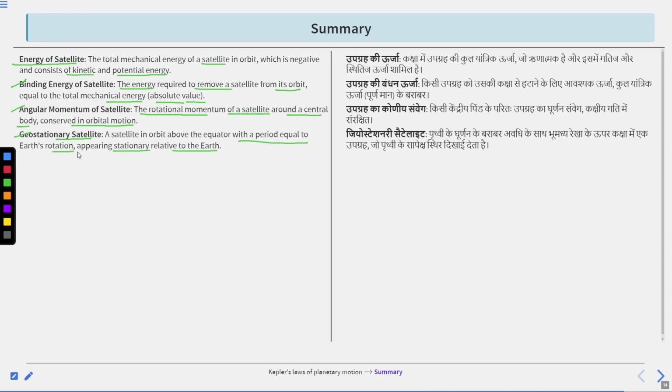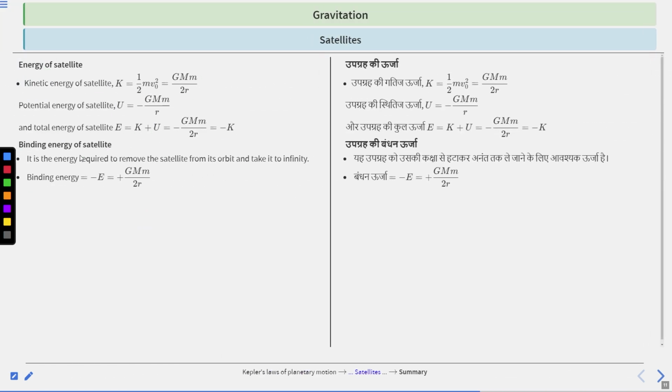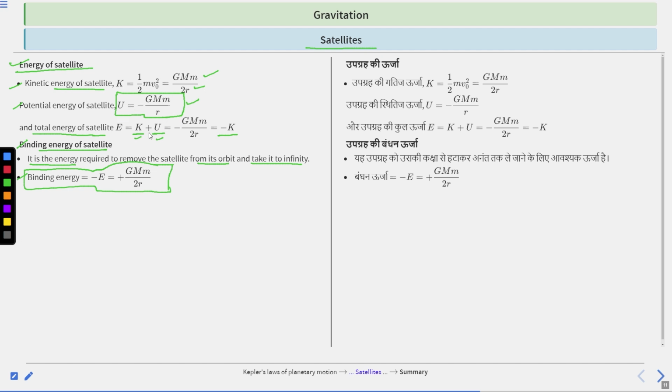Clear? And about the energy of the satellite, we talked in this slide. The total energy of satellite is negative, which is equal to minus K. Clear? This is the energy of satellite.